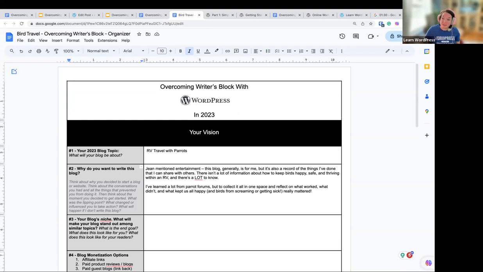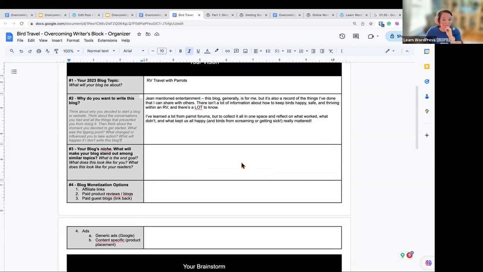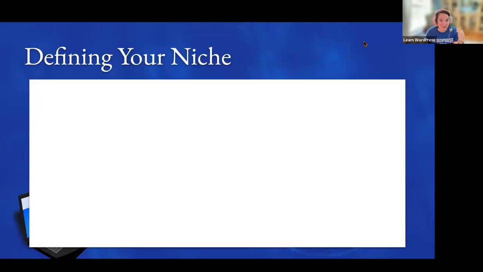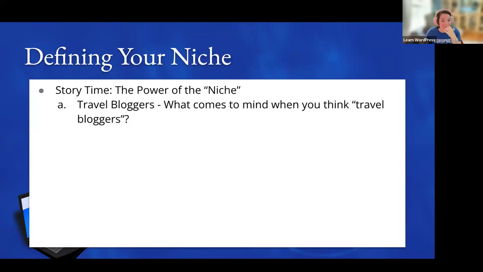So one thing that's exciting is that in doing this graphic organizer, you are starting. So let's start talking about your blog's niches. We already talked about some of these. We're going to talk about defining your niche. And I'm going to tell you a story about a successful blogger. The first thing is that the story we're talking about is just travel bloggers.